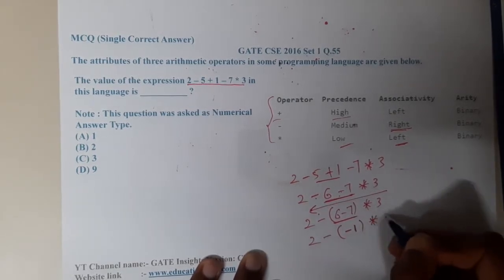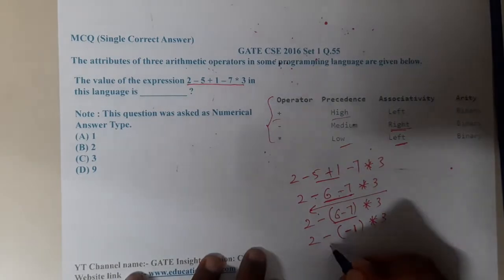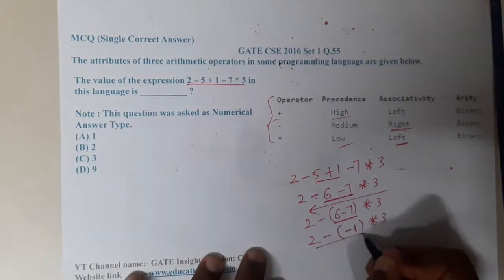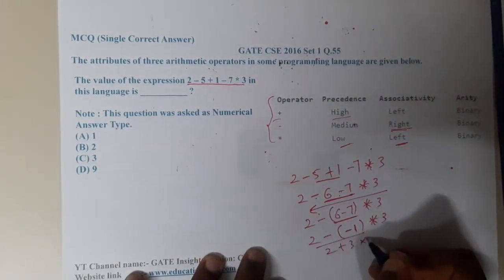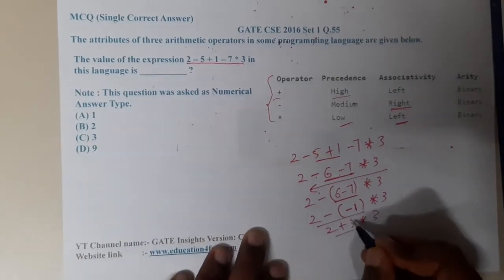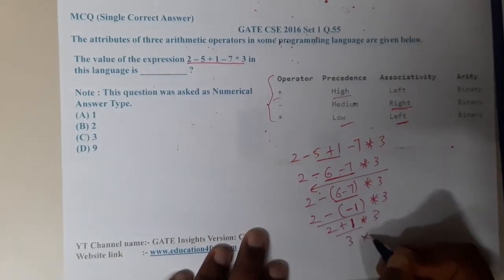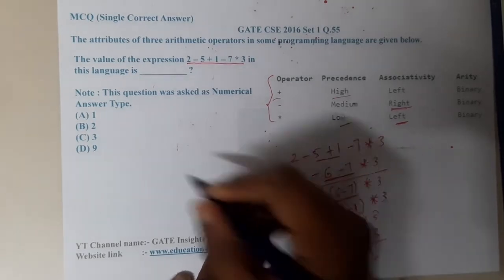Into 3. So if you solve this, what will be the thing, guys? It will be nothing but 2 plus 3 into 3. So if you solve this, 2 plus 1 into 3, that is 3 into 3. So what is 3 into 3? That is 9. So the result will be 9.